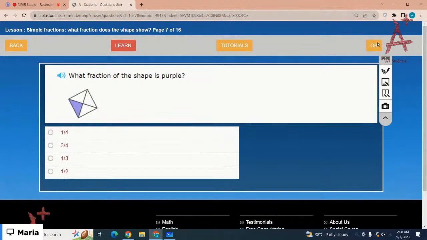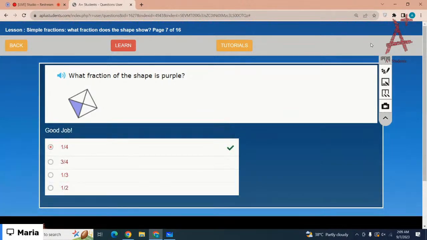What fraction of the shape is purple? So which is the correct option? The shape has 4 equal parts. Just one of them is purple. So it would be 1 out of 4. Option number 1 is the correct option. 1 out of 4 is purple.